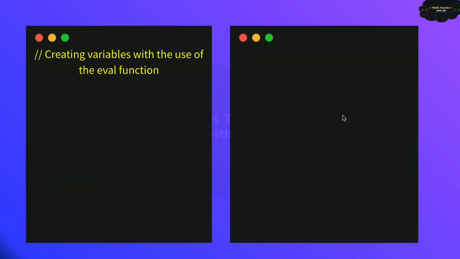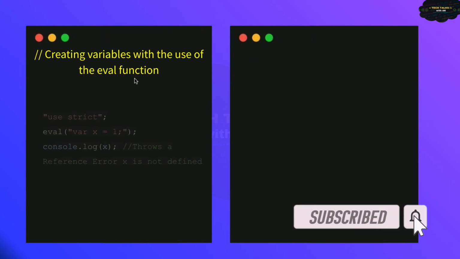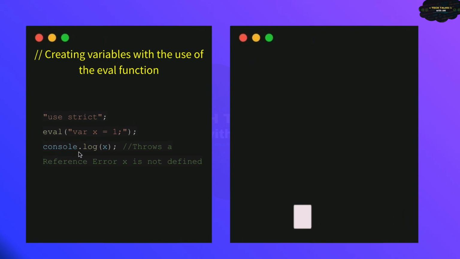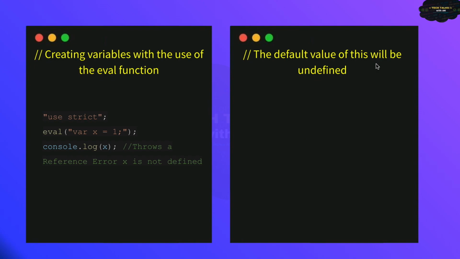Next is creating variables with the use of the eval function. Please note that eval functions are not available in latest JavaScript. So use strict, eval where x equal to 1. Console log x throws a reference error, x is not defined. The default value of this will be undefined. So use strict, function show me this return this. Show me this returns undefined because this is not defined.